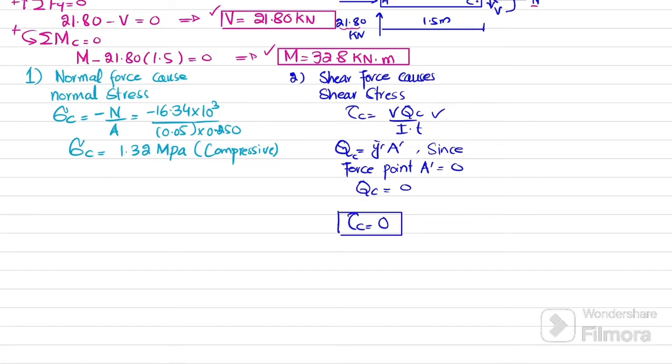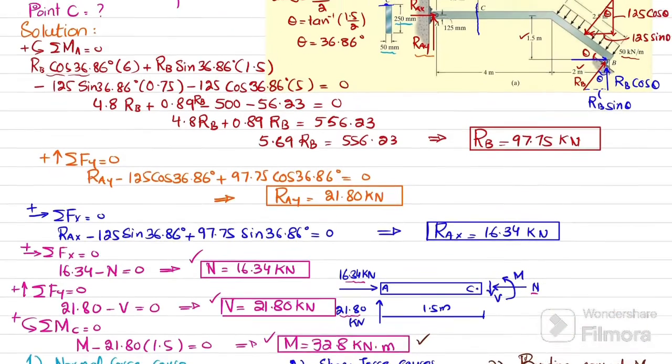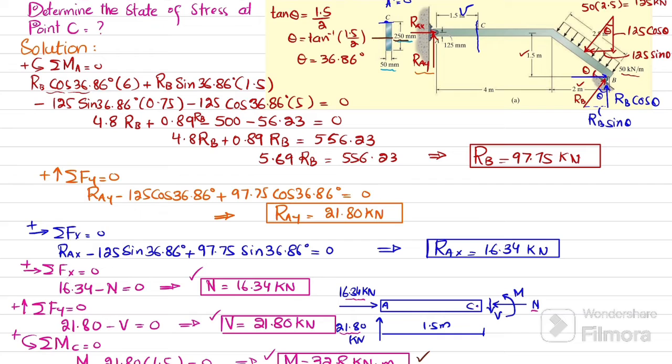Now the third case is the bending moment M. Bending moment M causes bending stresses at C. This bending stress, sigma C, is equal to minus M into Y divided by I. What is M? We have already calculated this, so M is 32.8 into 10 to the power 3. And what is Y? Y is the distance from the neutral axis. This is a rectangular section of 250, so its neutral axis, or centroidal axis, will be at half. So this is 125 millimeter, and in meter this is 0.125.